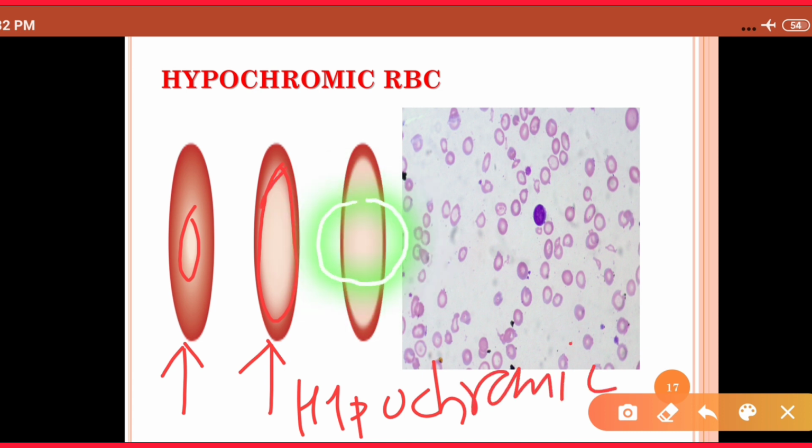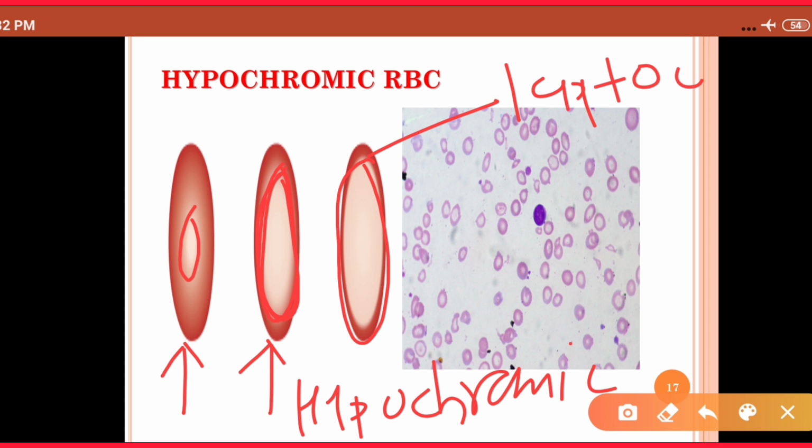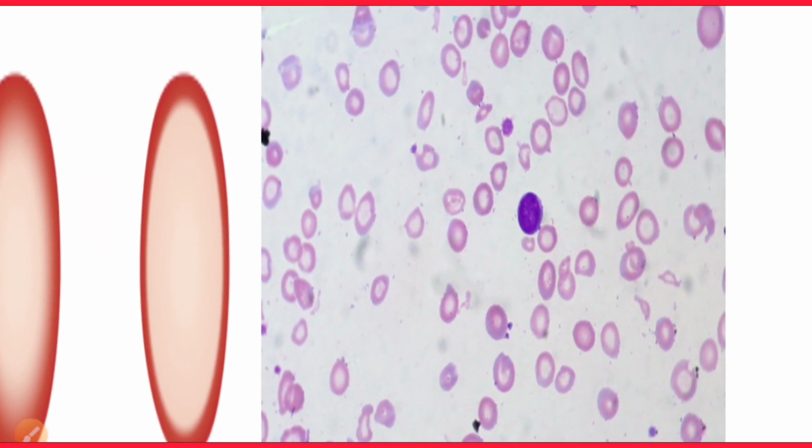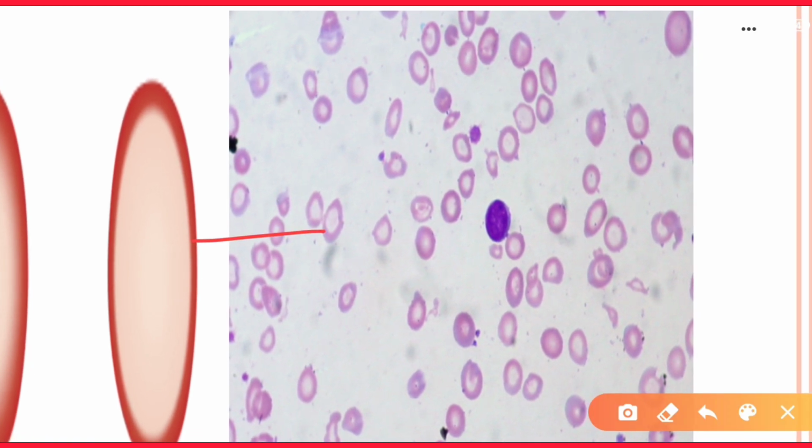If this hypochromic area, this central pallor, is increased to a very great extent, then such a cell is called a leptocyte, right, where only a rim of hemoglobinization is seen, and all other areas are totally white. That is called a leptocyte. It indicates severe hypochromia, and it is seen in severe iron deficiency anemia. So here you can see that hemoglobin within each red blood cell is very less. This is the case of iron deficiency anemia.